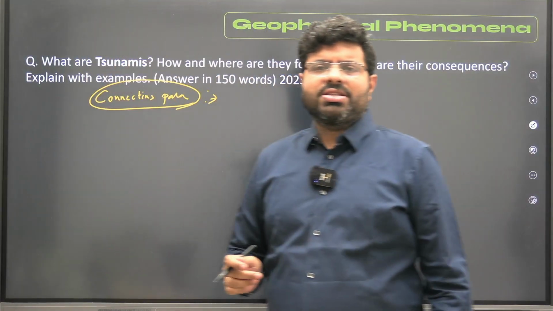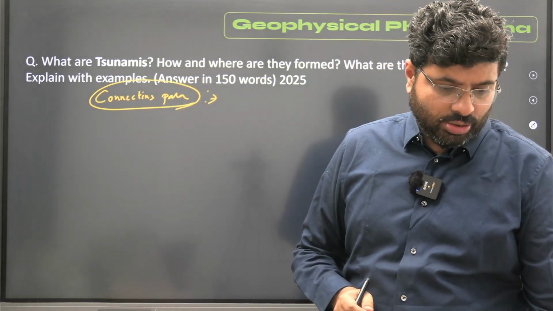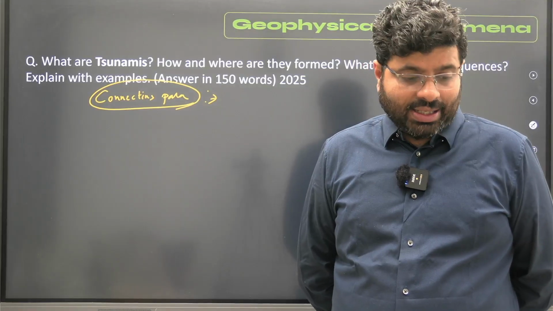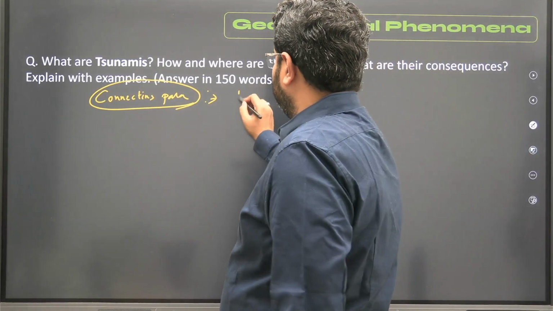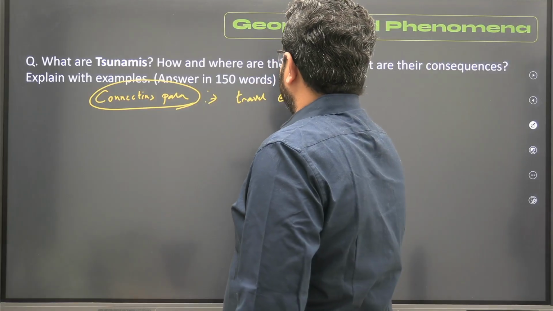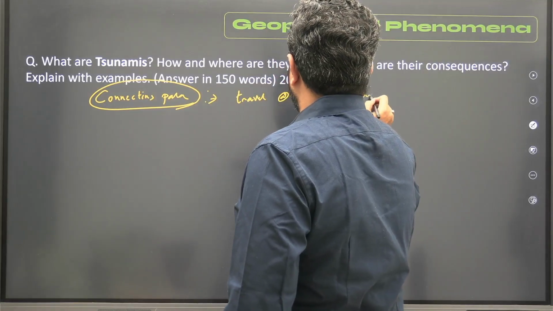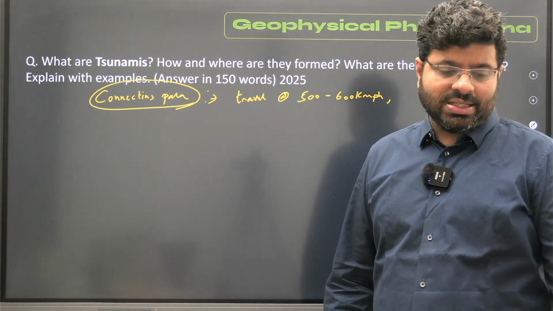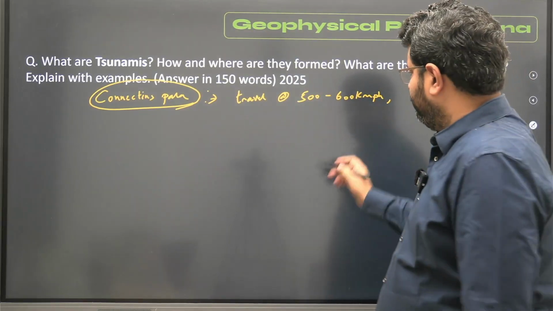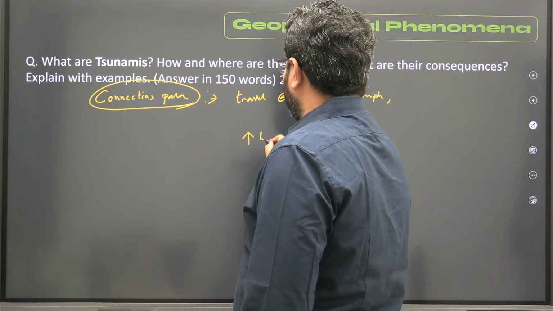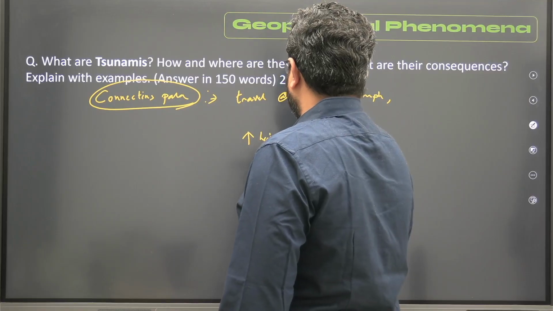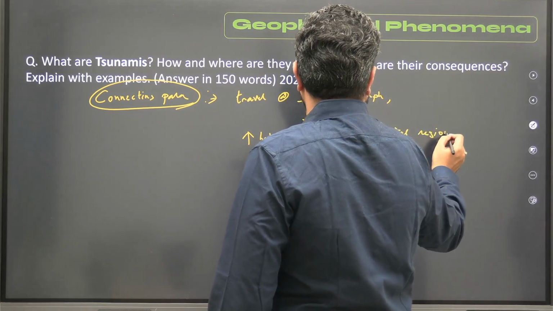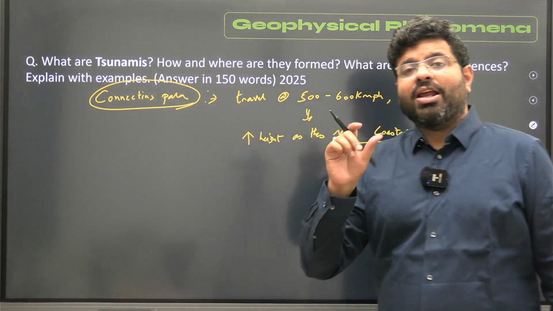Talk about how tsunamis move at around 500 to 600 kilometers per hour and they increase dramatically. They can travel at the speeds of 500 to 600 kilometers per hour and they increase their height significantly as they reach the coastal regions, because by then it will become shallower.